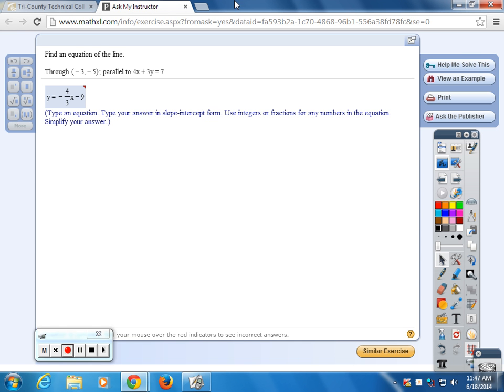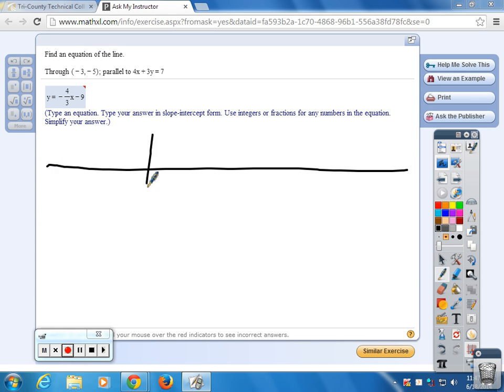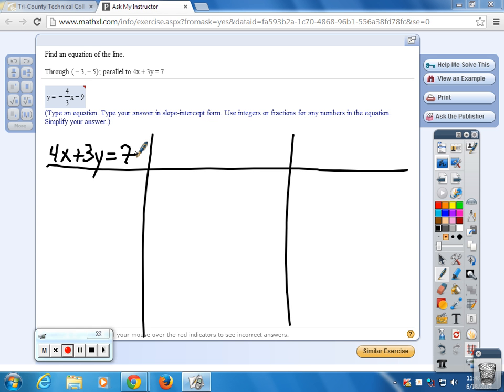So the first thing I'm going to do is turn my pen on, draw my big table, and 4x plus 3y is equal to 7. And I got to write my parallel rule up here. Parallel, m sub 1 is equal to m sub 2. Perpendicular, m sub 1 times m sub 2 is equal to -1.